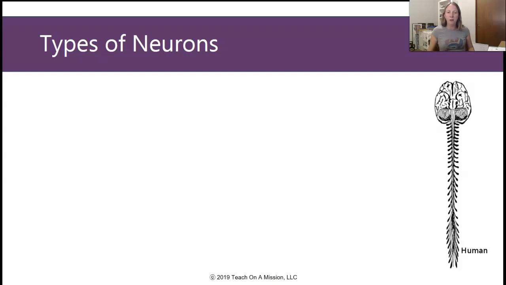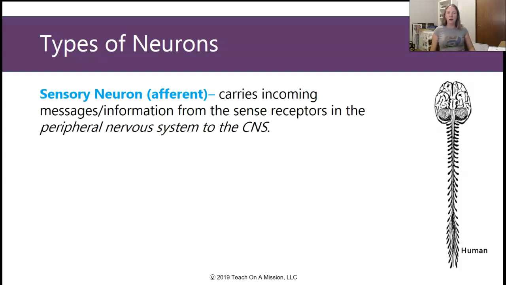The first one is a sensory neuron, sometimes called an afferent neuron. And these carry incoming messages or information from the sense receptors in the peripheral nervous system to the CNS, which sounds really confusing when you put it all out there like that.